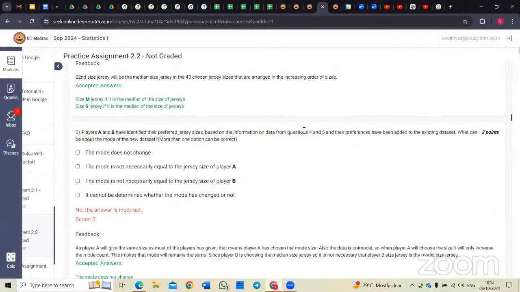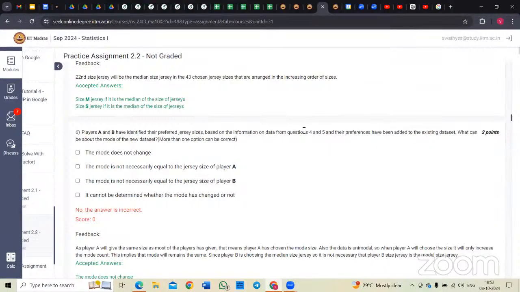Ma'am, will you please explain for which categories the mean will be used, for categorical or numerical data? It's not related to this question, right? Let me first complete this question, then I'll come to you.